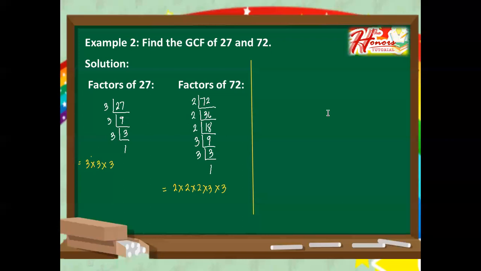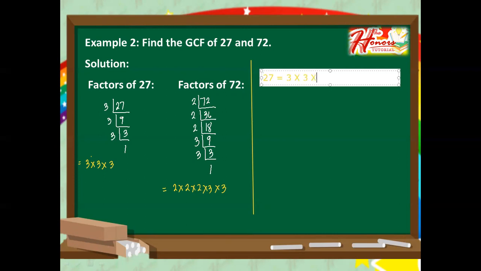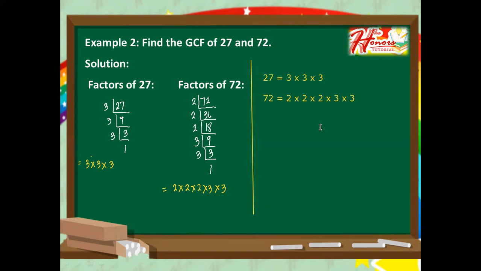So let's write the prime factors of 27 first, and that is 3 times 3 times 3. And for 72, let's write the prime factors. Those are 2 times 2 times 2 times 3 times 3. So I want you to encircle the partners that we have here, if there is any. If none, it's fine.